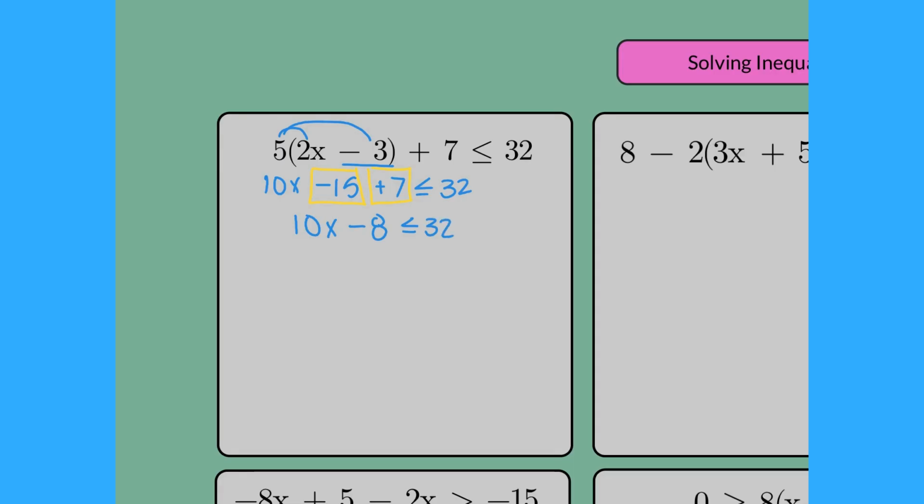And now that there's nothing I can do to simplify, I'm going to start solving. So the opposite of minus 8 is plus 8. That makes 0. Then I have 10x is less than or equal to 40. And then the 10 is being multiplied by the x, so the opposite is to divide by 10. And then we have to always remember to check, did I multiply or divide by a negative value? And no, not on this one. We divided by a positive 10, so the sign is going to stay the same. 40 divided by 10 is 4.